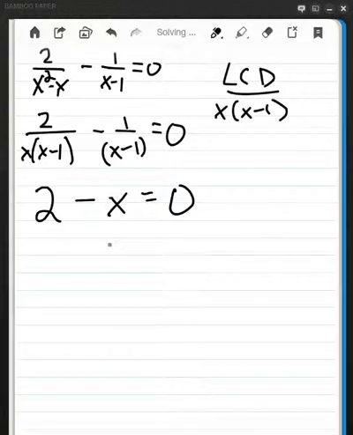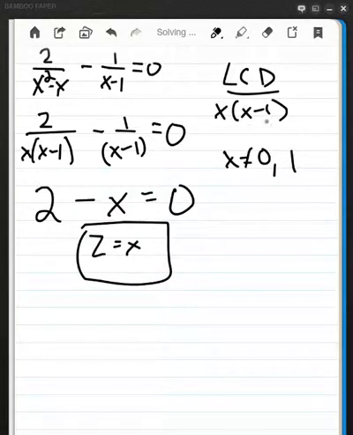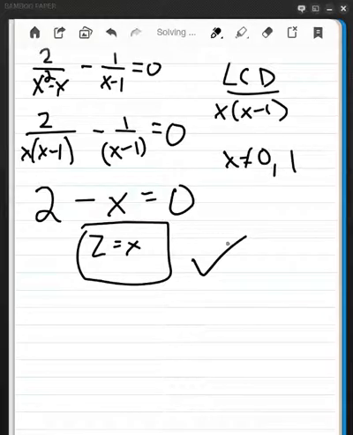Alrighty, so let's add x to the other side. We get 2 is equal to x. Alright, does that conflict with any original restrictions? Let's see, the original restrictions on all of the denominators are that x cannot equal 0 or 1. And we got that x is equal to 2, which does not conflict with any of the original restrictions. So we're good. Let's take a look at a different way of solving this.